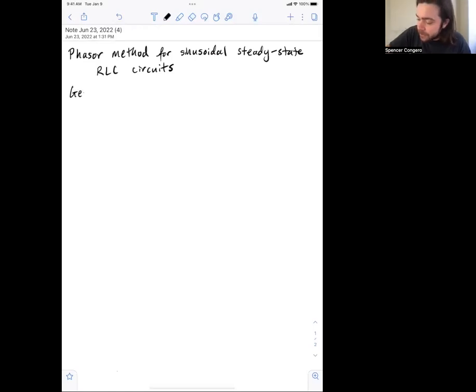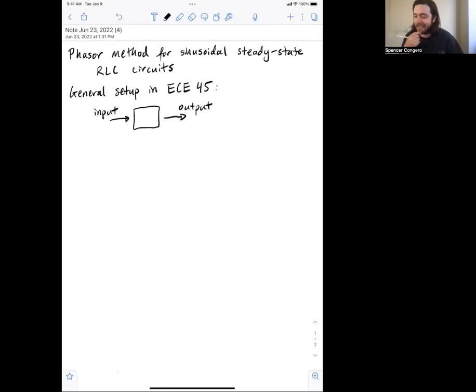But first, I'm going to show you the general setup that we're going to be looking at broadly in ECE 45. And it's going to be almost comically general. So I'm going to have an input, and that's going to go into something, and I'm going to have an output. This is the main idea of a lot of what we're going to study in ECE 45. We have something, which we're going to call eventually a system, and we're going to have an input to that system, and that input is going to produce an output.